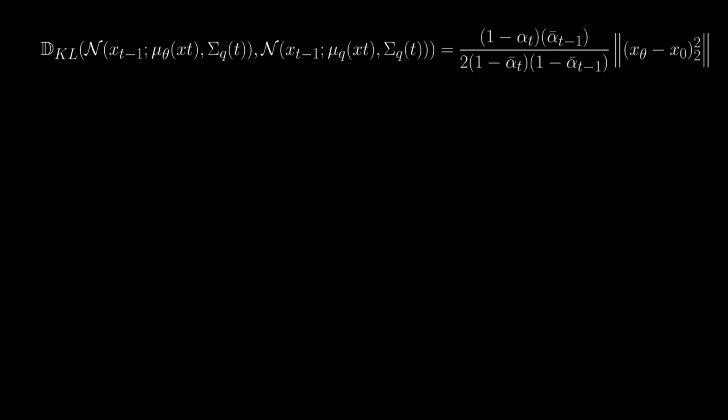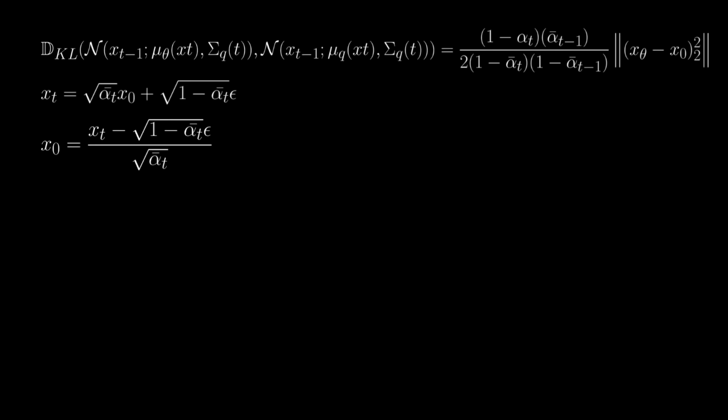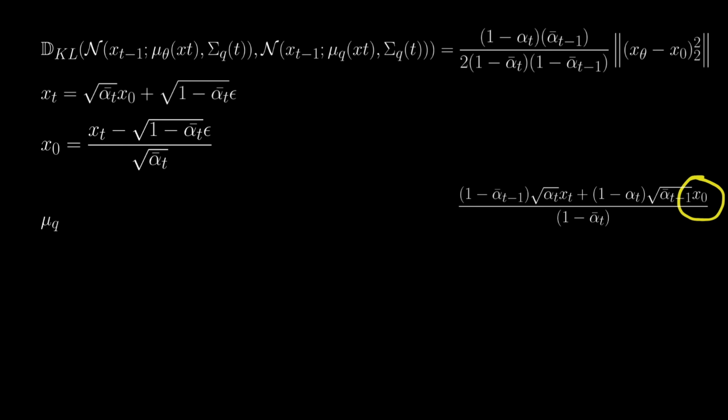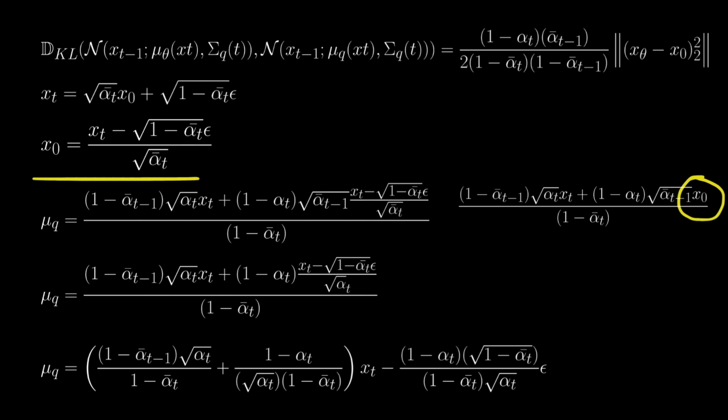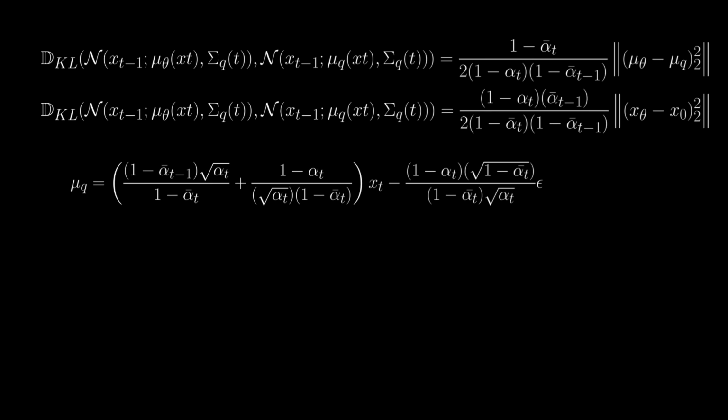If you remember, we had seen xt can be written in terms of x0. And in this equation, we can move x0 to one side, which gives us a way to rewrite x0 in terms of xt and the original noise added. And now we can use this to reformulate the mean. We can replace x0 with this, and after some simplification, we'll arrive at this quantity. Now we have expressed our ground truth mean in terms of xt and the noise sample added.